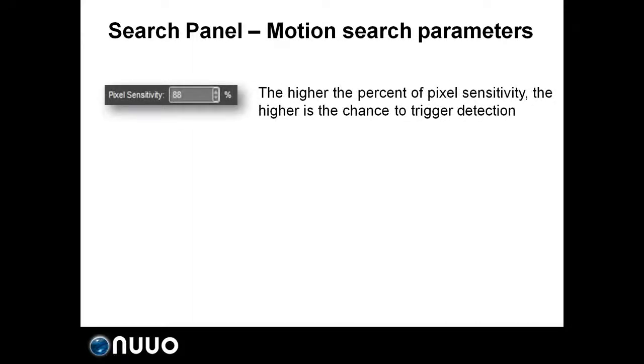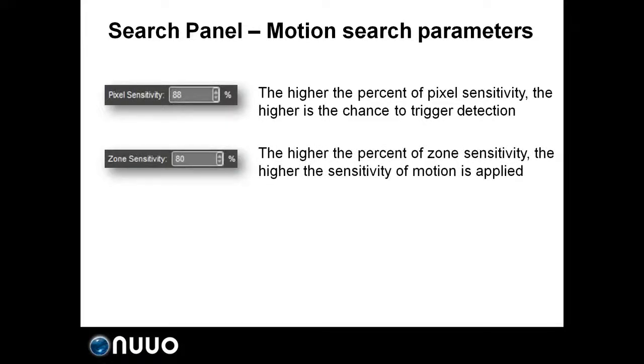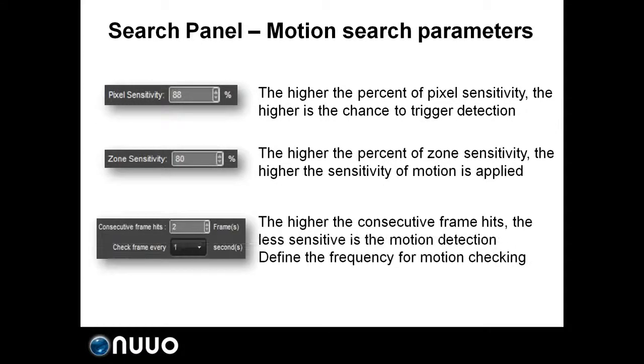In the search panel, you can define the parameters of your search mode. The higher the percent of pixel sensitivity, the higher the chance to trigger detection. So for dark and small places, it is recommended to use a higher sensitivity for your search. The higher the percent of zone sensitivity, the higher the sensitivity of motion detection is. And the higher the consecutive frame hits, the less sensitive is the motion detection. You can also define the frequency Titan checks for motion.